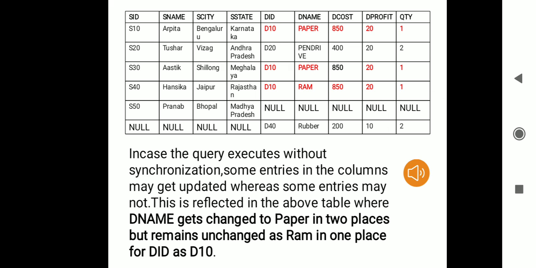Now the question is, what will happen if it is correctly updated in two places but not updated in one place, which is shown by the following table. In this case, D10 refers to RAM as well as paper, which is clearly ambiguous, as two devices cannot be assigned for the same device ID, which in this case is DID having the value D10. This is known as non-synchronization in a table, which is the case of an update anomaly.